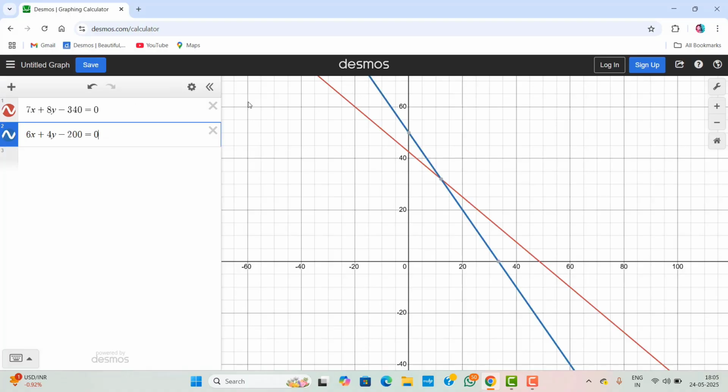So you can see it very clearly, right? The intersection point here. So the value of x is 12 and the value of y is 32. You can see it very clearly, this point, right? And here 0 comma 50. And here is 33.33 comma 0. So this graph has a unique solution. So we find the value of x and y, whereas the x value is 12 and the y value is 32. Hope you have understood.